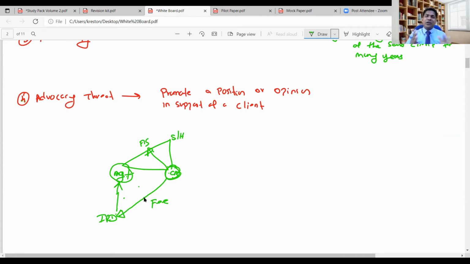Right? So therefore, this is called an advocacy threat. An example, appearing for a tax appeal or tax appeal case on behalf of the client. These examples are very much important, right? So that is number 4.